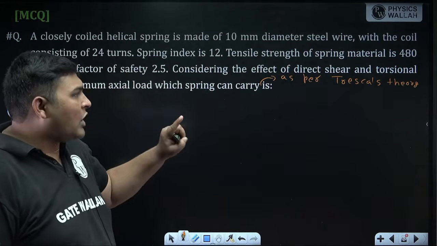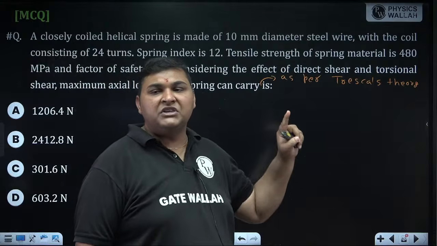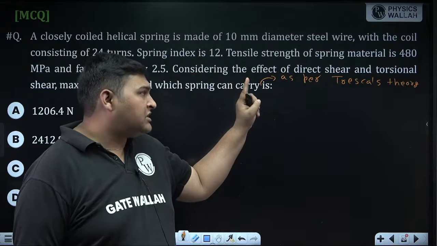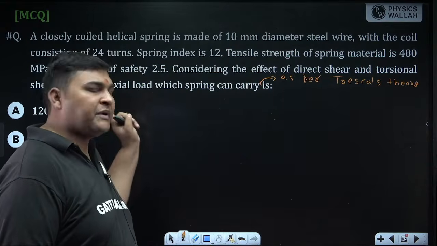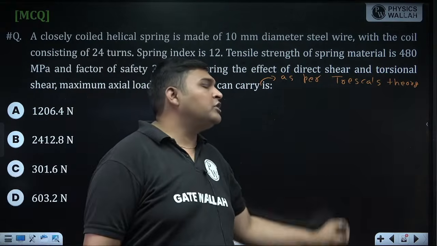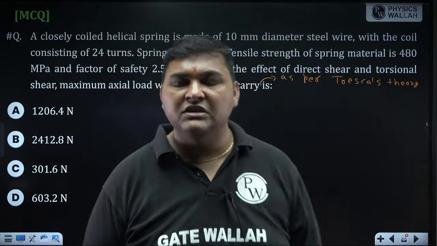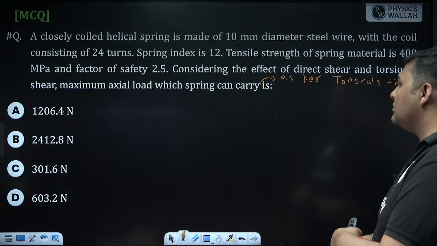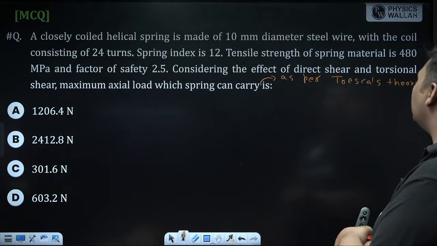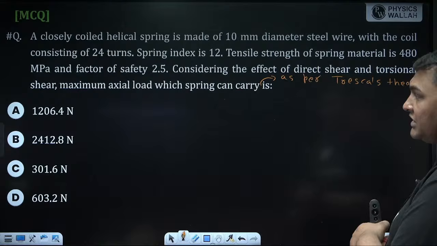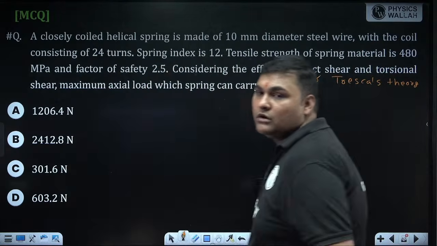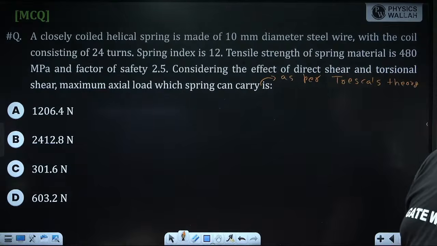We'll calculate overall tau max, that should be less than or equal to shear strength tau f. For design, we'll replace tau f by tau f upon FS. But if tensile strength is given, but actually stress in spring is shear, so the theory should be mentioned. So it is Tresca's theory. In Tresca's theory, again the criteria of failure is overall tau max. So we'll calculate it, but this overall tau max will consider the effect of direct and torsion shear. But nowhere is it mentioned that we have to consider the curvature effect also. So we'll consider only direct and torsion shear.